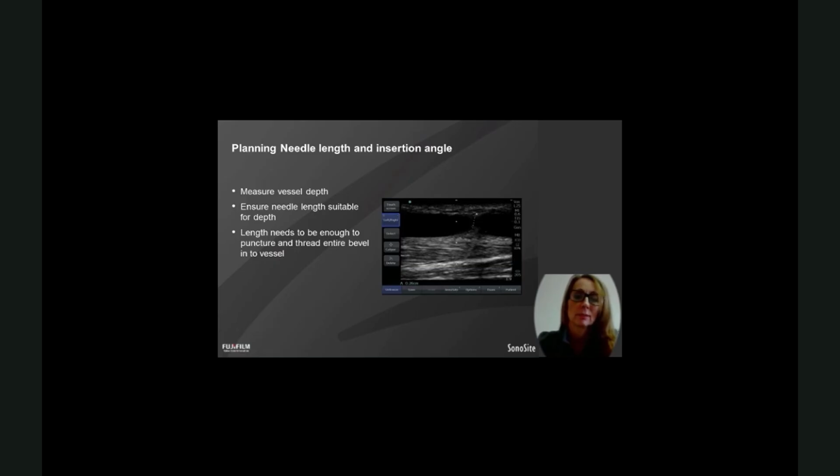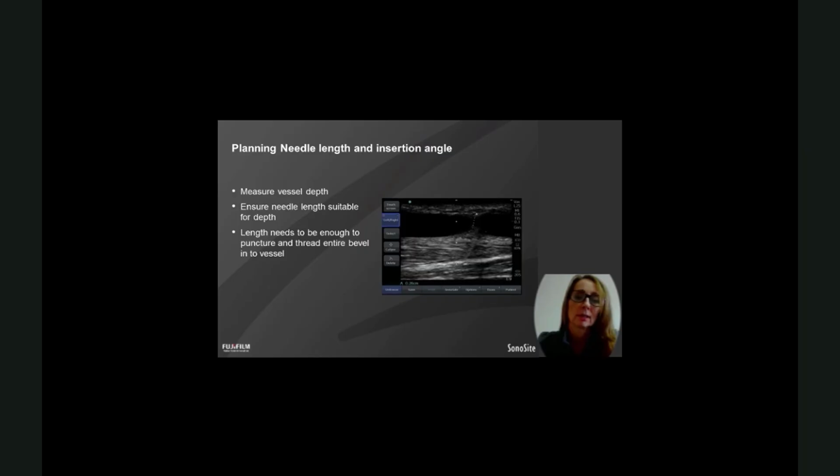So measure your vessel depth. You don't have to use the calipers. You can use the guides on the side if you just need a gauge and you're not having to save it for the future. Make sure your length is definitely suitable for the depth and the angle that you're inserting at before you start inserting. And remember that there needs to be enough not only to puncture the vessel but to thread the entire bevel into the vessel.